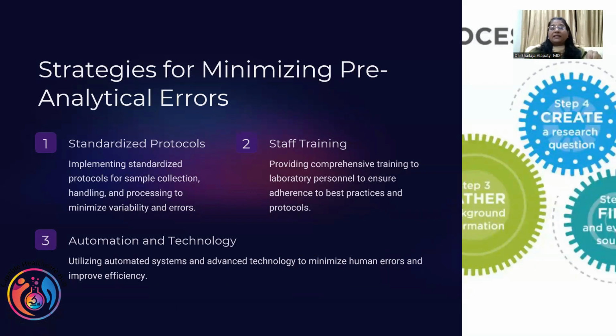Putting systems into place to minimize this, there's a strategy. And that is a strategy which we have to learn. How the protocols are to be put, what protocols are to be put, so that there is minimized variability and errors. Then comprehensive training. A 1 hour training or 2 hour training will only give you an overview about, okay, this is how problems happen, this is how errors happen. But how do you go and ensure that it doesn't happen? For that, you need to have comprehensive training.